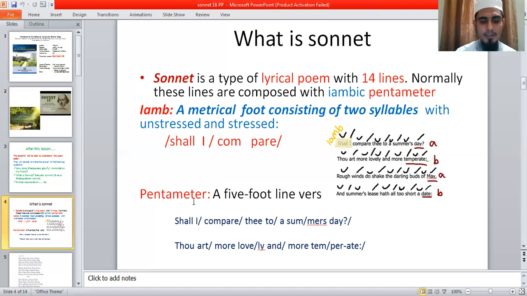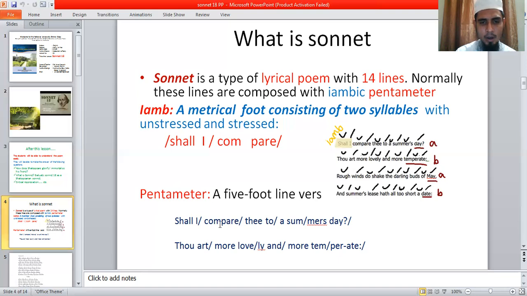So what is pentameter? Penta means five. Meter means foot. So a five-foot line of verse is called pentameter. Here is an example. You can say "shall I". There are two syllables. It is called a foot.